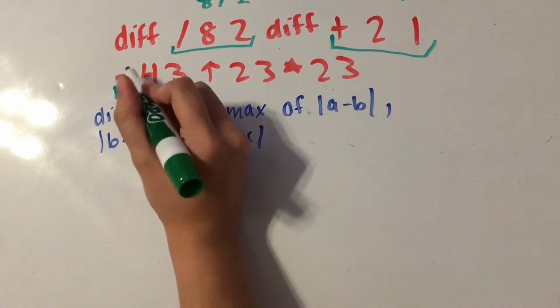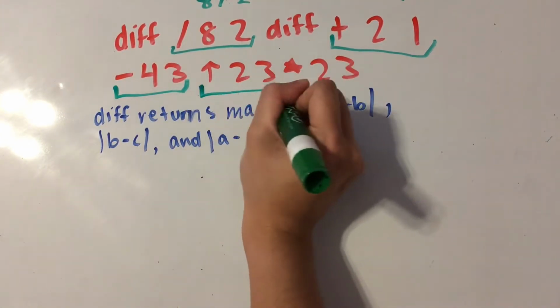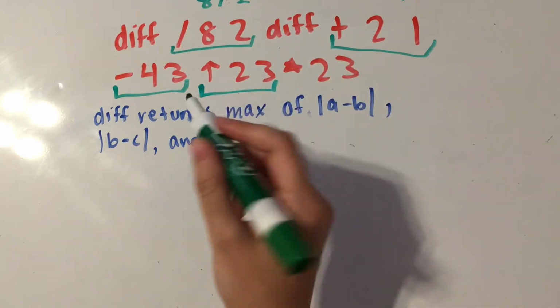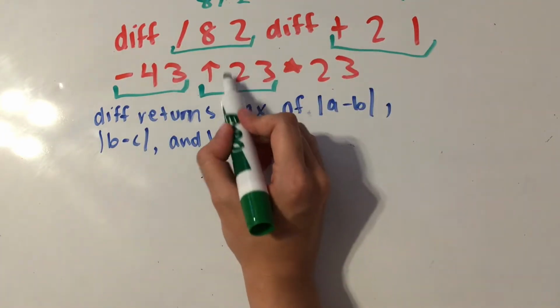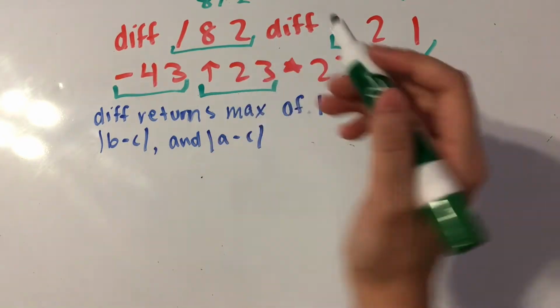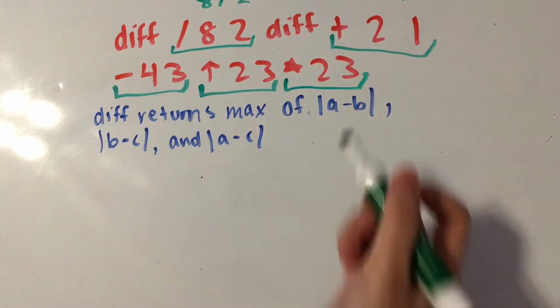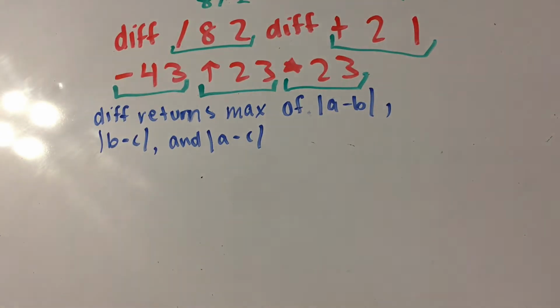This, which is 4 minus 3. And then this, and the arrow basically means that you're taking that number to a higher power. So this would be 2 to the third power. And then we have this last triplet, which is 2 times 3.